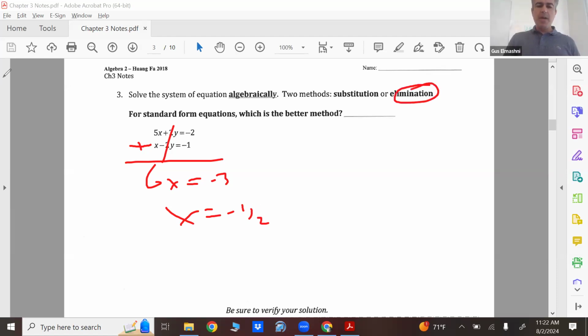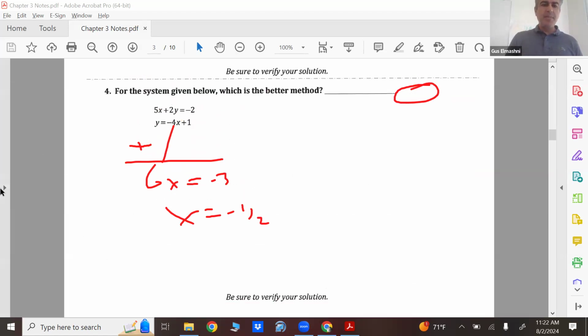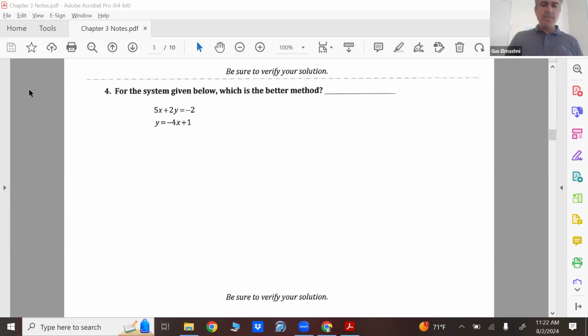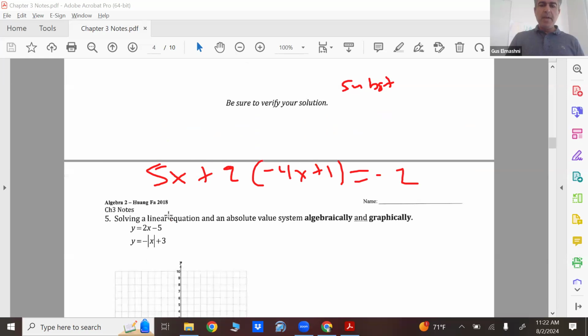You could substitute by isolating one of the variables if you want, but if you get fractions, that's not the best idea. Now this one, actually, y is already isolated for us. So I'd say substitution is a better way to go here. We'll do this in more detail as a class, but you just replace y in the other equation with the expression from the equation that's isolated for y. And then work it out, and you get the answer there. Then you can get y afterwards.